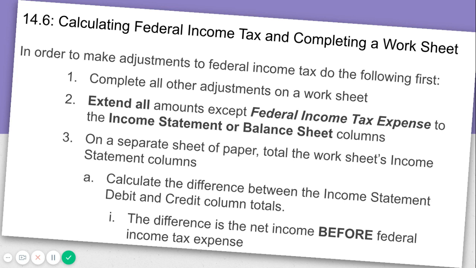3. On a separate sheet of paper, total the worksheet's income statement columns. Then, calculate the difference between the income statement debit and credit columns. The difference is the net income before federal income tax expense.